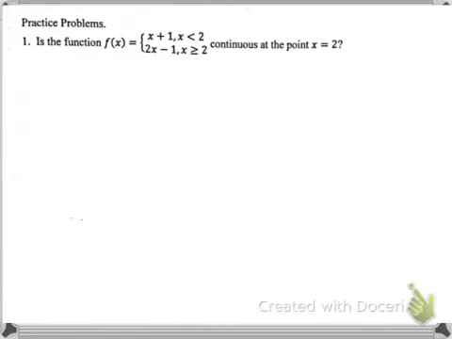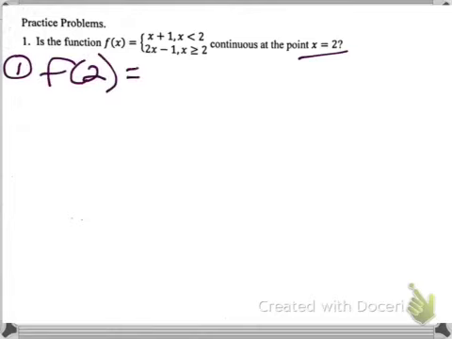Now, there's some practice problems for continuity. So the first one is the function continuous at 2? So go way back to the beginning. In order to be continuous, what do you have to show? First thing, you have to find f of 2. So f of 2, I would use the bottom part, which is 2 times 2 minus 1, which is 3. Next, I'd have to find the limit.